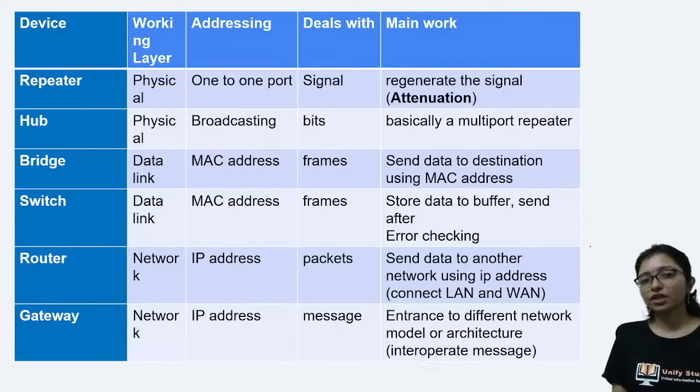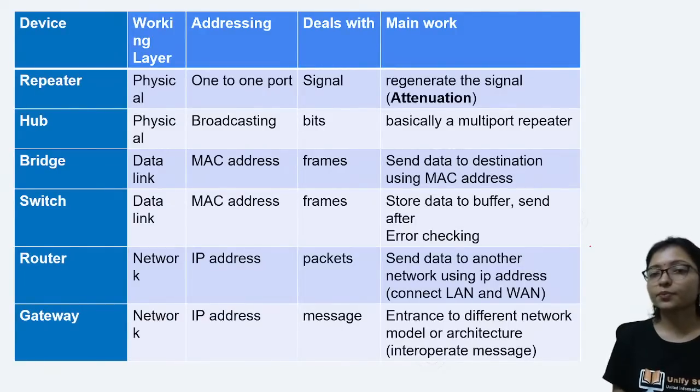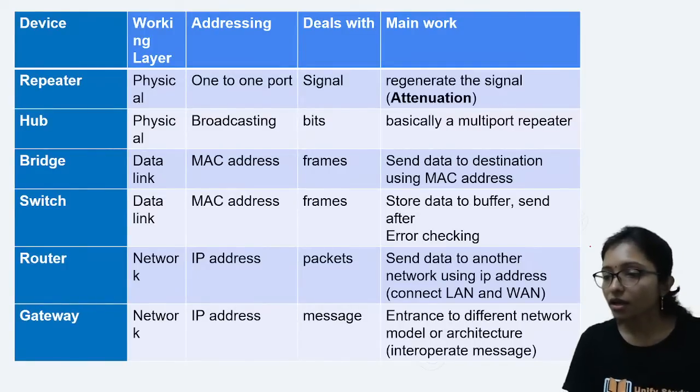Okay, what is the main task? Regenerating the signal for the repeater. Hub is basically a multi-port repeater. Bridge sends the data to the destination MAC address.